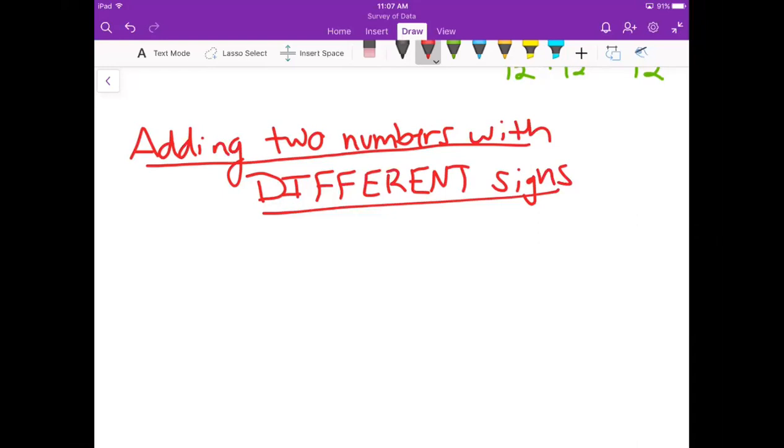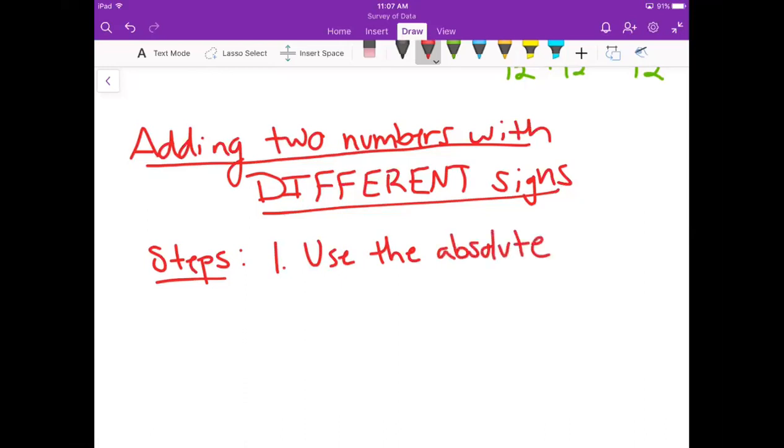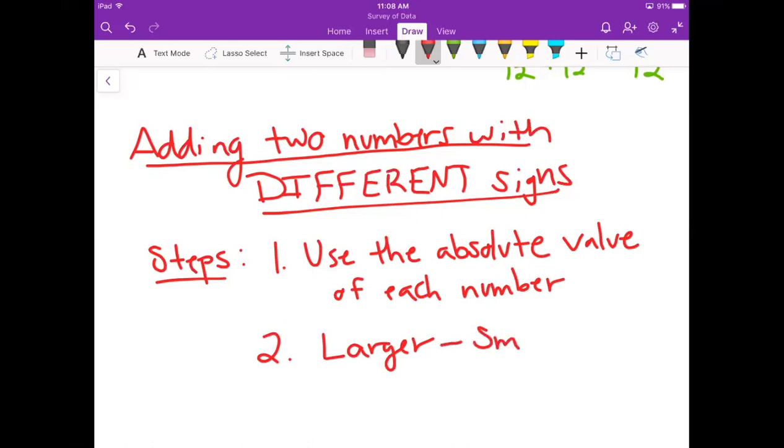Well, the first step is very similar when you're thinking about some easy steps I can follow to make sure I understand what's going on. So again, you're going to think about using the absolute values. Drop the signs for a second. If you have a positive and a negative number you're trying to add together, just think about the absolute values, the positive versions of both numbers first. So use the absolute value of each number. And once you have just the positive versions, always take the larger minus the smaller.